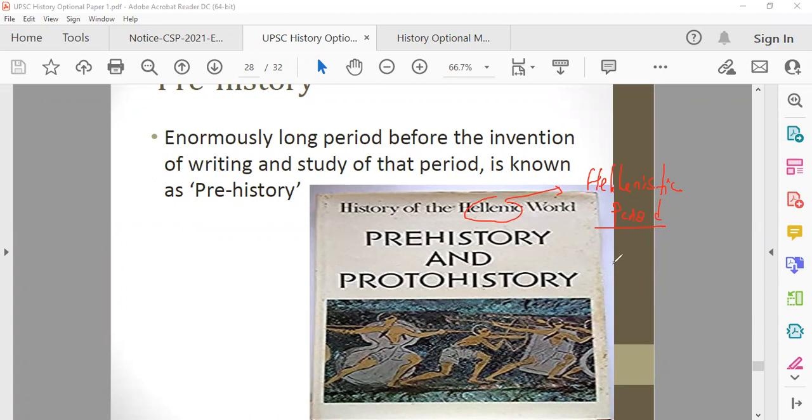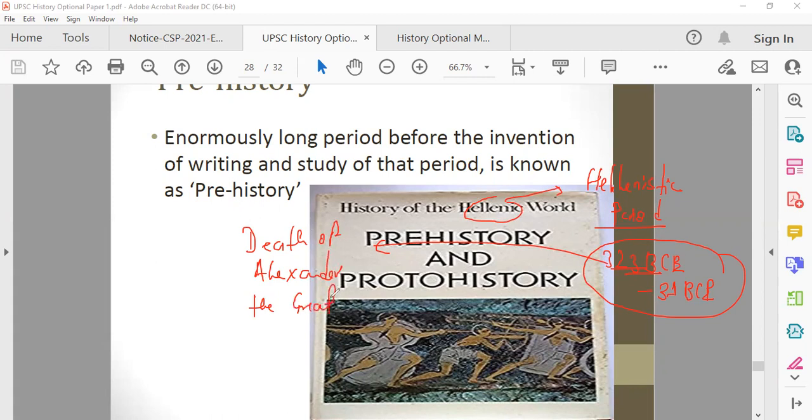So Hellenistic period is from 323 BCE to around 31 BCE. Why this period? This period is associated with 323 BCE. What happened at that time? Death of Alexander the Great. And remember, the Mauryan Empire was established during that period only, after the death of Alexander the Great.